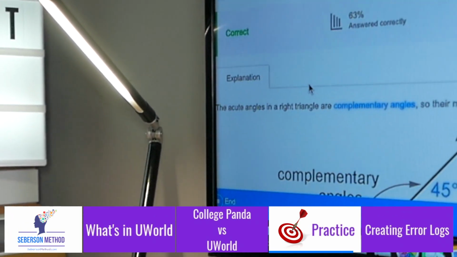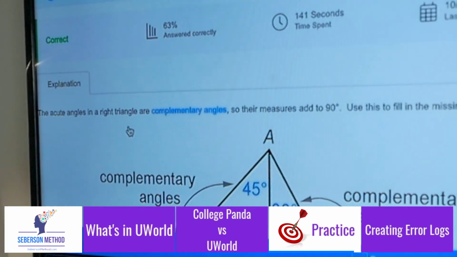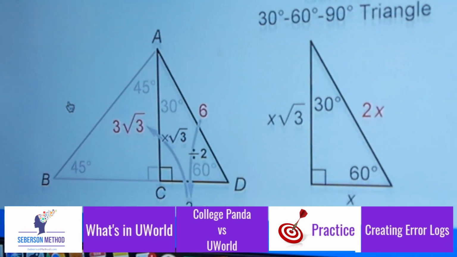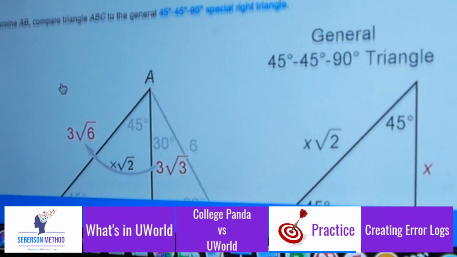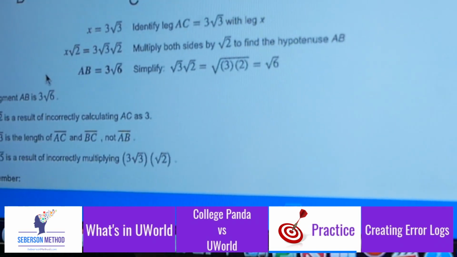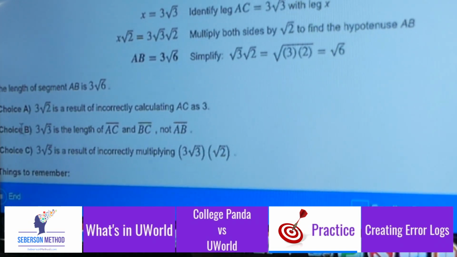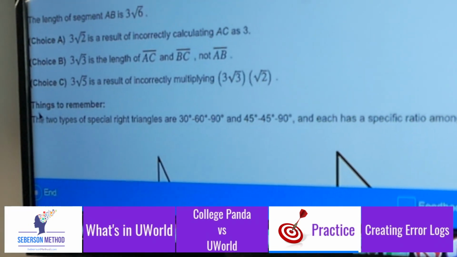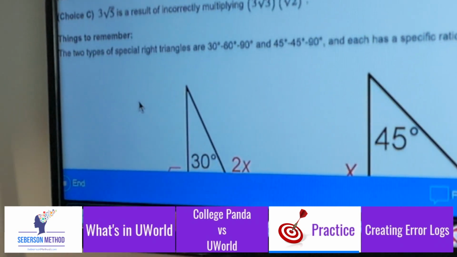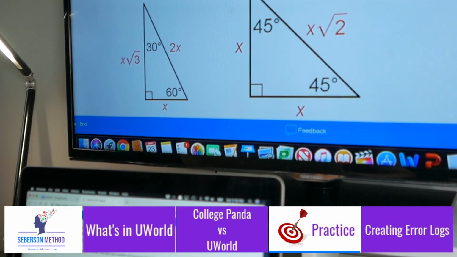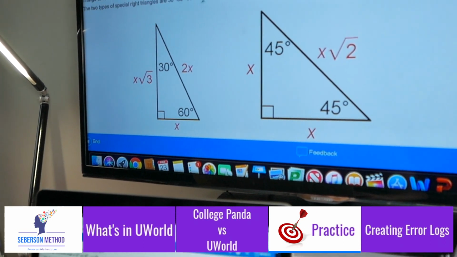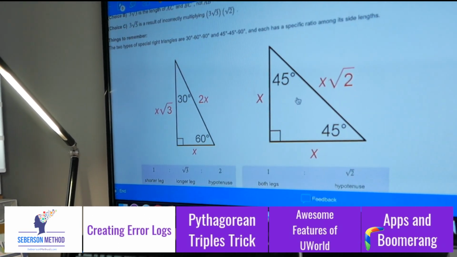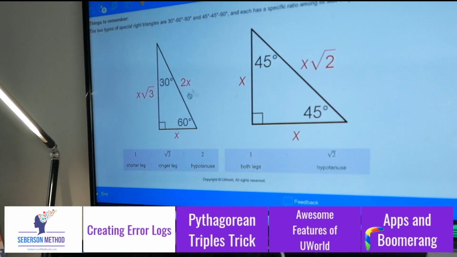And this is the explanation because we're doing it in tutor mode. The explanation is below. It's a very detailed, very clever explanation. And now I'm going to show you my favorite thing. Here they're actually telling you why choices A, B, and C were incorrect. And now, things to remember. Oh my God, I absolutely love it. The two types of special triangles, 30, 60, 90, and 45, 45, 90, and each has a special ratio among its side lengths. And then they're giving you a visual and they're giving you the lengths.